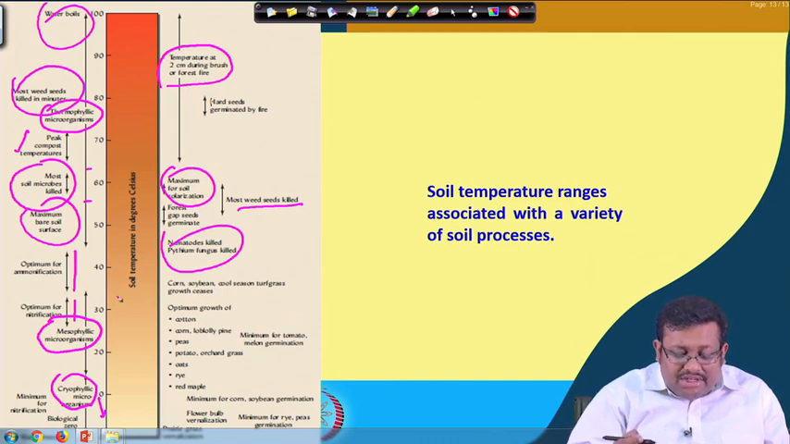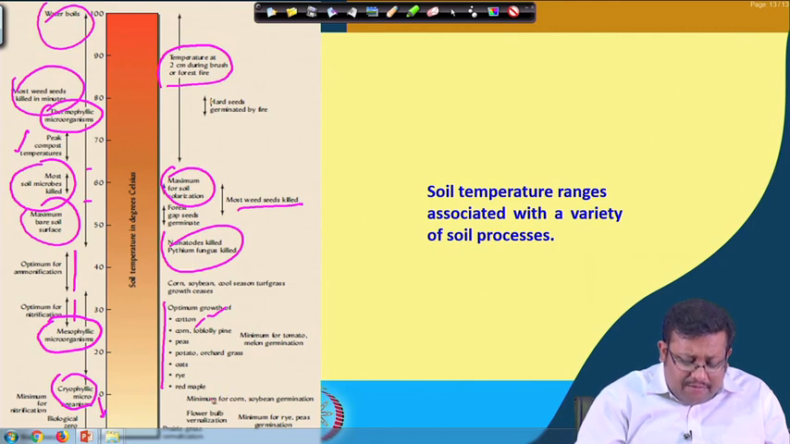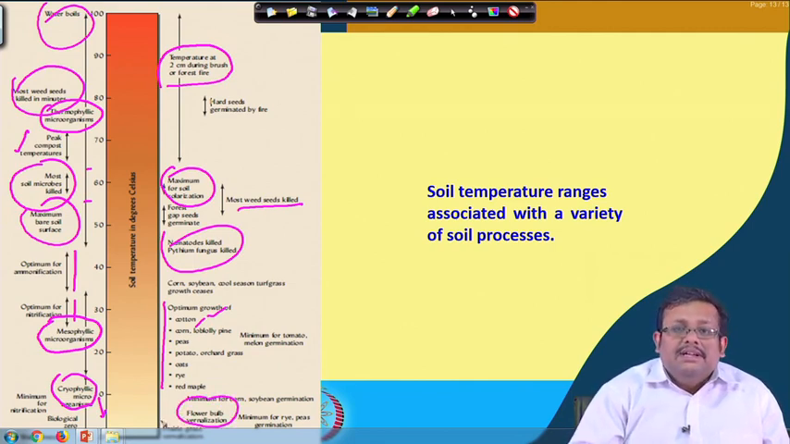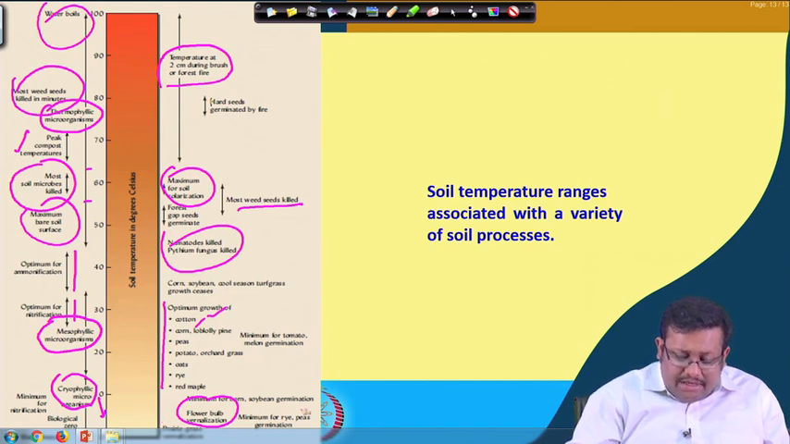And for germination and optimum growth, most crops grow in the range from 10 degrees to around 30 degrees centigrade. Cotton, corn, peas, potatoes, grass, oats, rye, maple, everything can be grown; most of them are grown optimally in this temperature region. Below 10 degrees centigrade, you will see flower bud vernalization. What is vernalization? We'll discuss that in the next slide. And these are also minimum for rye, peas and rice germination.